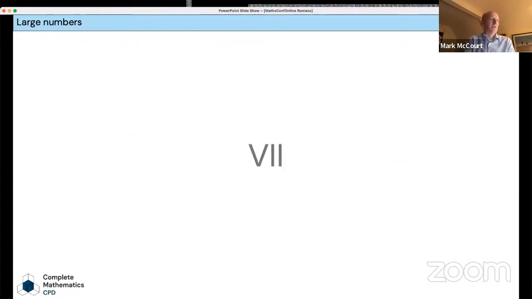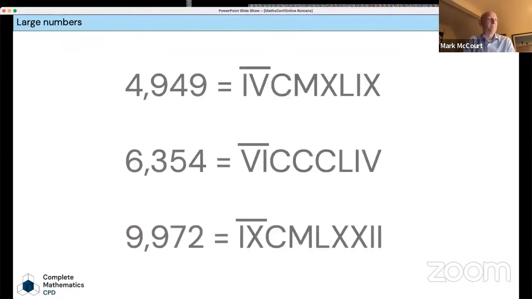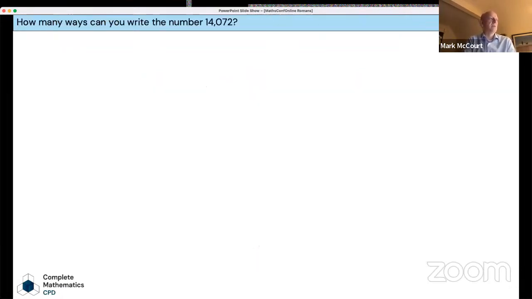Another way of writing really large numbers, rather than using apostrophus, is to use a vinculum. So here we have the number 7, but if I put a vinculum above that, then this multiplies it by 1,000. So that becomes 7,000. So a vinculum gives me 7,000. So these numbers, for example, are ways of writing some quite big numbers. So 4,949, I write 4,000 and then the rest of it. 6,354, 6,000 and then the rest of it. 9,972, 9,000 and then the rest of the number. So it's a much more efficient way of writing these.